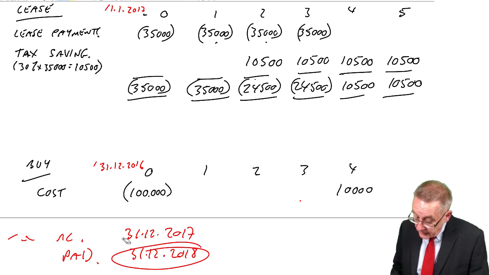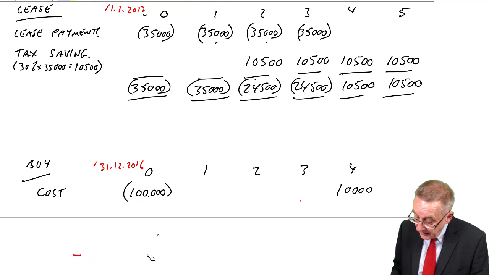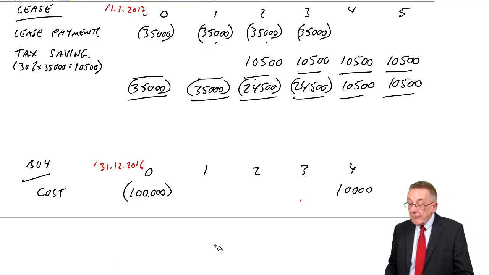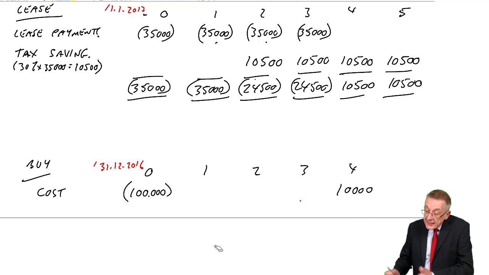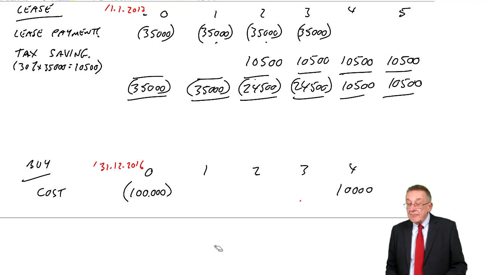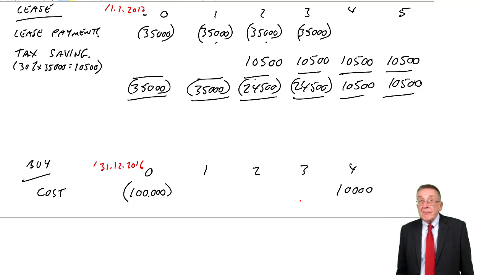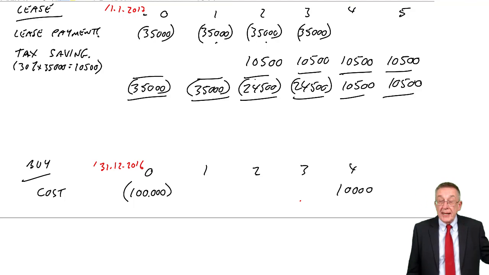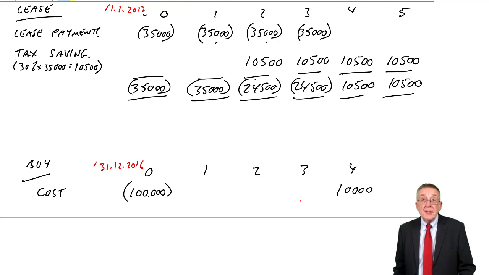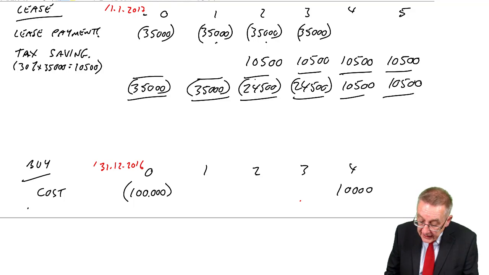All right, now let's turn to what happens if we buy it. Well, the basic flow is easy, cost 100, the scrap 4. But again, what about tax? Because you know from an earlier chapter, if we buy something, we get capital allowances. And so we'll save tax that way. So we'll have the tax saving on capital allowances.